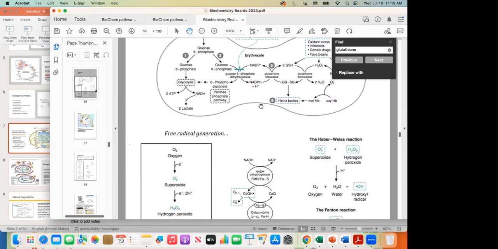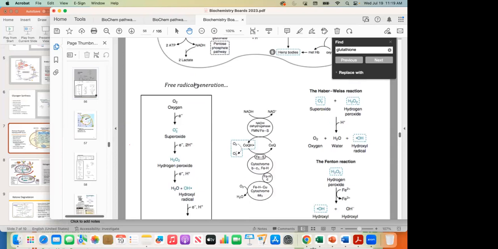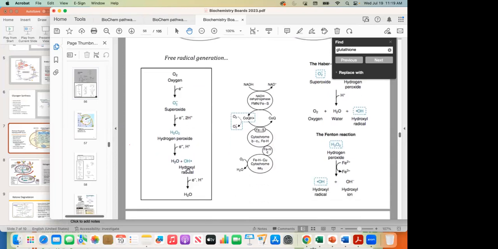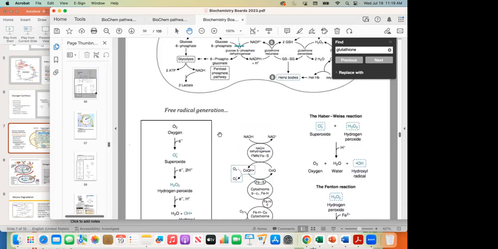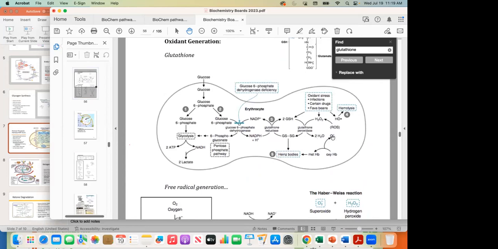If you're having trouble remembering your free radical generations too, this page talks about oxygen to superoxide, hydrogen peroxide, and then your hydroxyl radical. So it's like this process here from oxygen back to water, going through your free radical generations. And this can be from a whole host of things that can cause damage, infection, different microbes, lots of things can lead to having these reactive oxygen species present in the body.